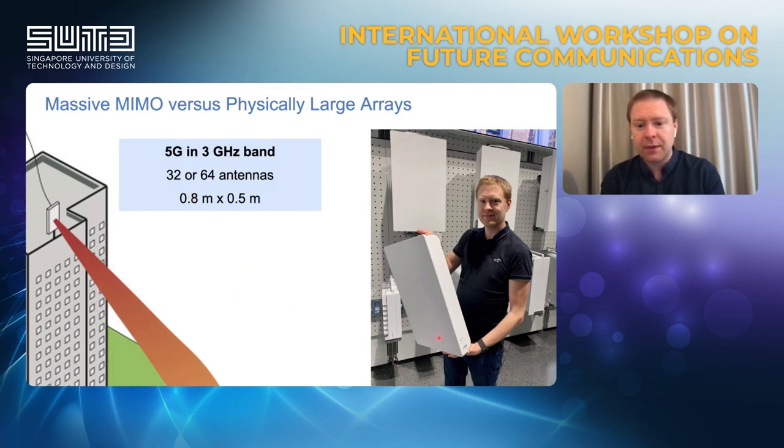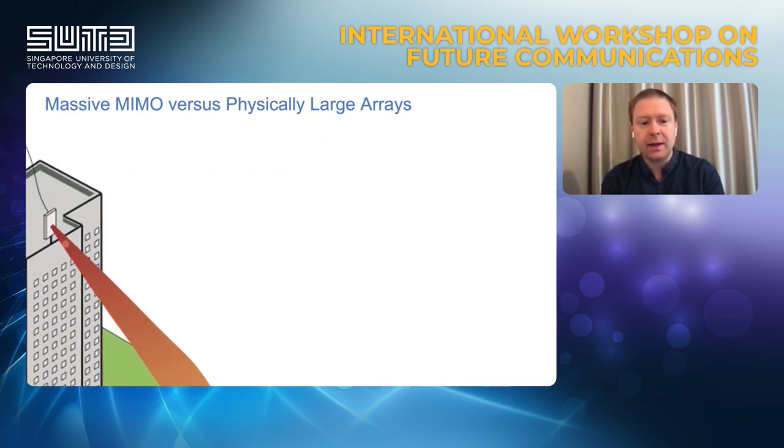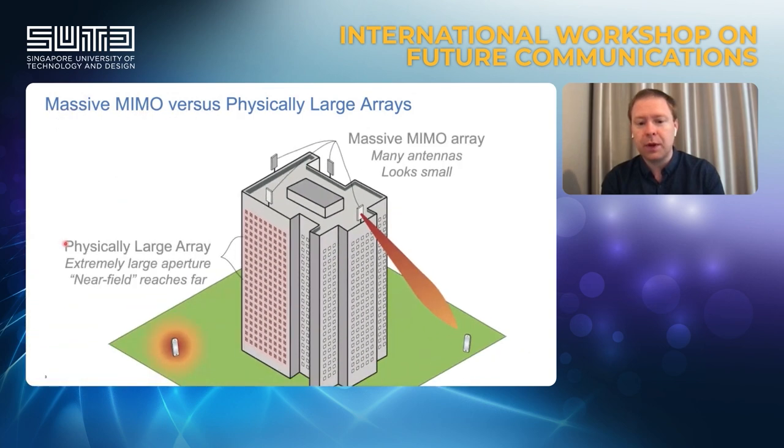And of course, if you take something like this and put it at the top of a building, as you see here, then even if it's massive in number of antennas, it will look small from the vantage point of the user down on the ground, which is why forming beams in the conventional way is what we'll continue doing in 5G.